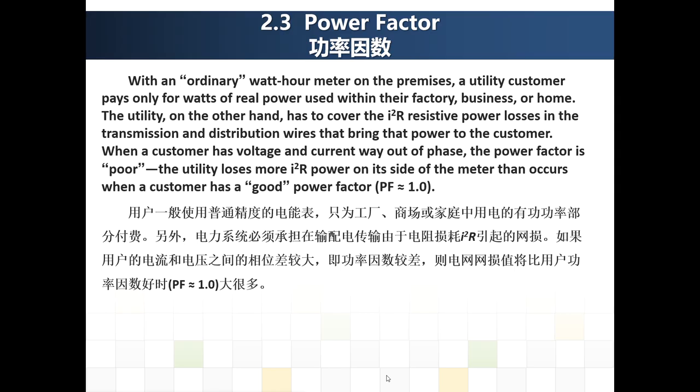So usually, the utility will ask customers to maintain a good power factor, which is PF equal to 1.0, which means cosine theta is equal to 1, and theta is 0, which means that the voltage and current will be in the same phase. So the ideal load of the customer should be a resistive load.